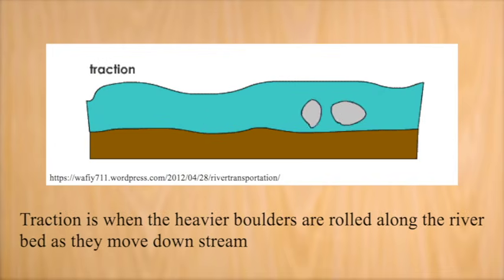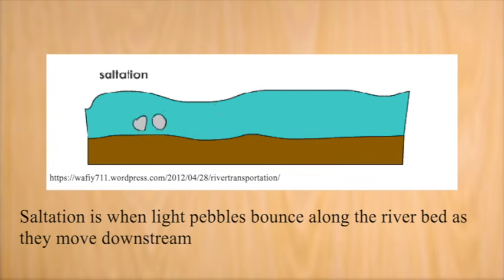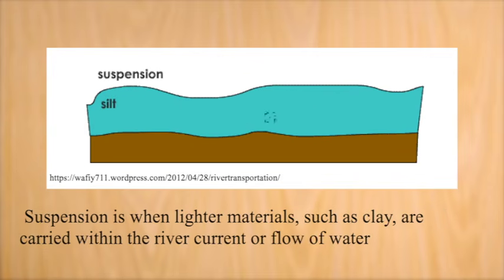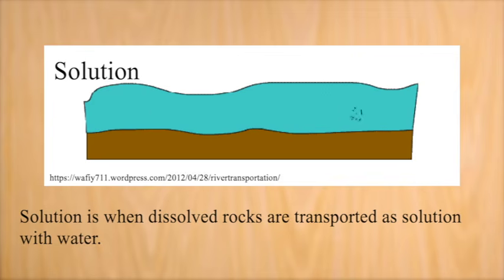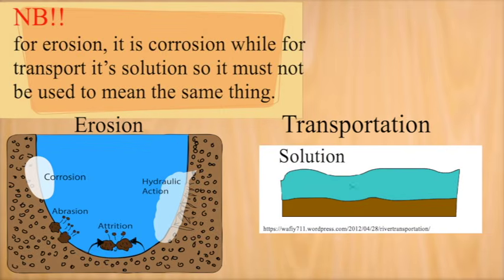Traction is when the heavier boulders are rolled along the riverbed as they move downstream, while saltation is when light pebbles bounce along the riverbed as they move downstream. Suspension is when light materials such as clay are carried within the flow of water, and solution is when dissolved rocks are transported in solution with water. Take note: for erosion it is corrosion, while for transport it is solution. They must not be used to mean the same thing.